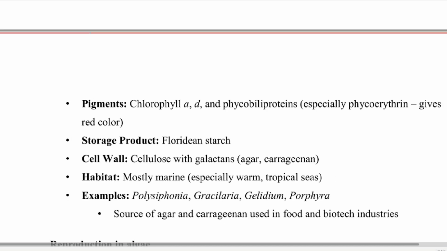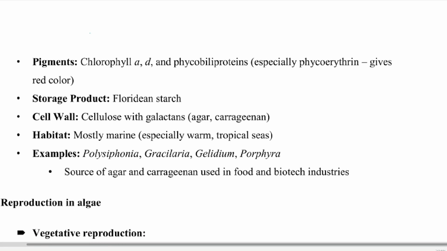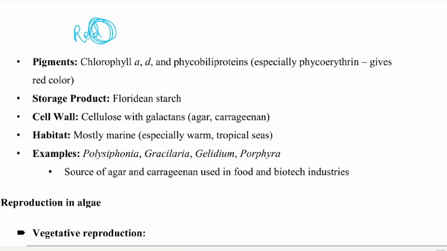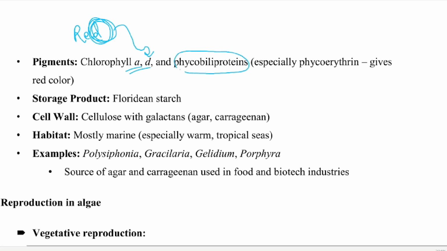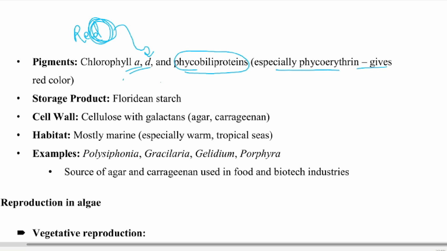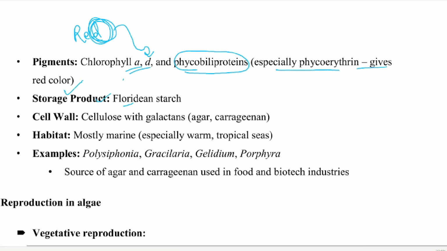Now let's move to the pigments. I'm just repeating this, red algae with specific pigment in it as chlorophyll D. Chlorophyll A is the universal pigment present in all, and the phycobiliproteins, that is especially the phycoerythrin, that gives the red color for it. And next one is the storage product, that is the floridean starch is the storage product.